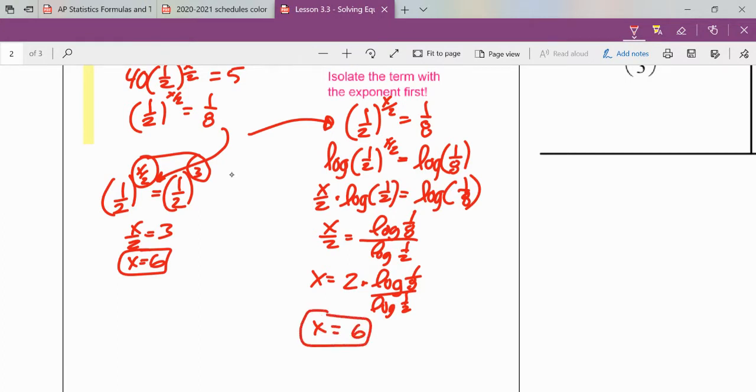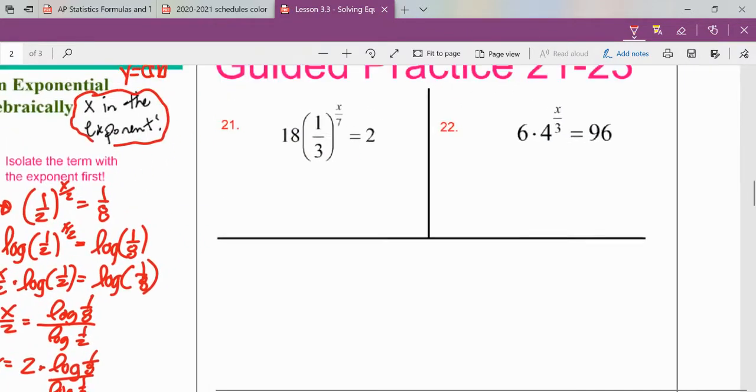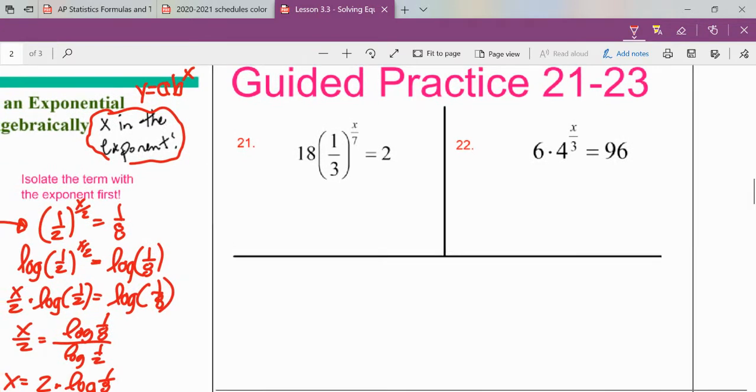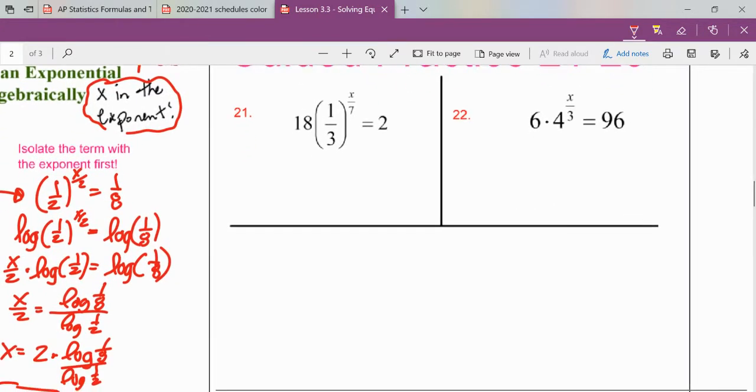So you can see, if you recognize that you can change that number over here to some base that matches, you can save yourself a lot of time. But again, that's not always going to happen. So you've got to make sure you can go through this whole process over here. Okay, so let's go practice some other ones. And that's what I'll do right here.